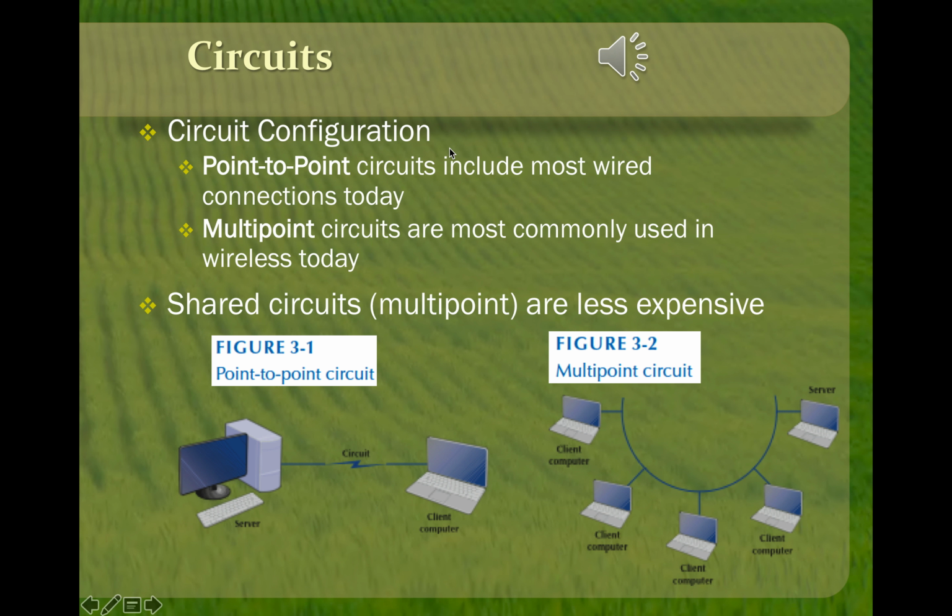When discussing circuits, there are two different primary circuit configurations, point-to-point and multi-point. Point-to-point circuits include most wired connections today, so that involves the physical wire, the Ethernet wire, the switching going, say, from one server to a client machine. That's a point-to-point circuit. Multi-point circuits are most commonly wireless connections, where there's multiple access points to the same circuit. They're also known as shared circuits, and since there's no physical setup involved, they're generally less expensive.